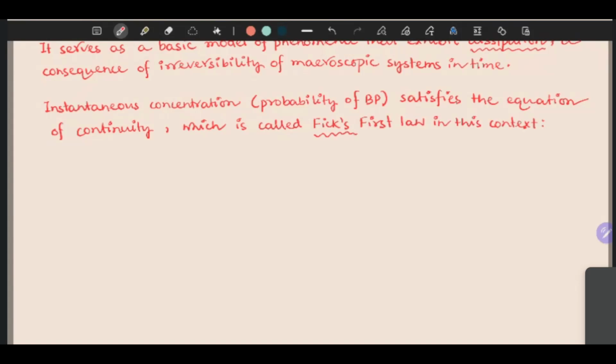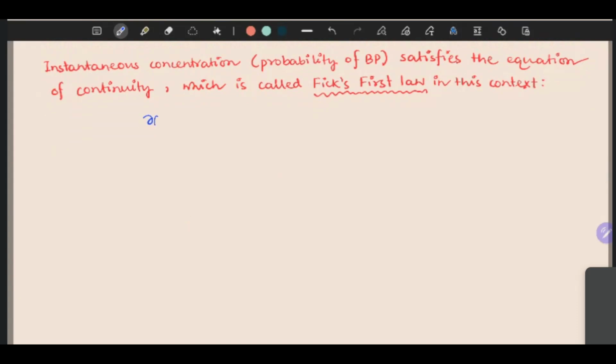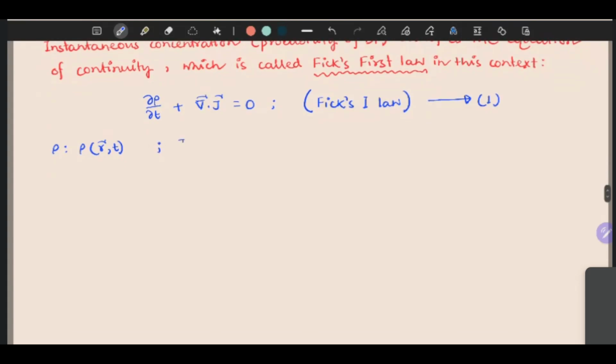So now we denote Fick's first law. What is that? It is ∂ρ/∂t plus the divergence of J equals 0. This is Fick's first law. Here ρ is probability, and ρ is a function of space and time. This can be thought of as a probability density. And J is the probability current density.